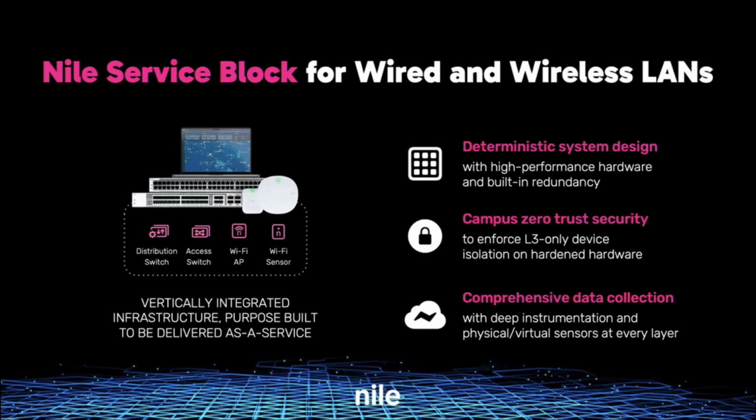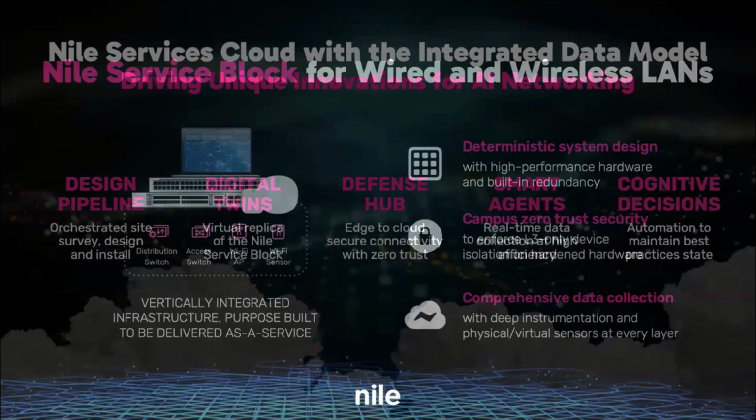That data goes to Service Cloud, as I mentioned, and with that, I will hand it over to Suresh to tell us what that looks like. We talked about the Nile Service Block. Once we laid the strong foundation, now we talk about the Nile Services Cloud. And it has 5 different capabilities.